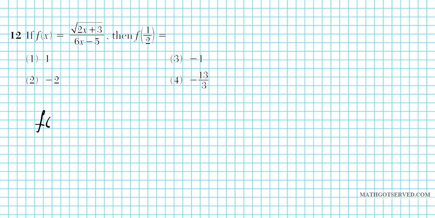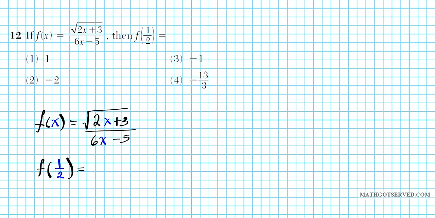We have f of x. I'm going to color code my inputs so we can keep track of where our assigned input value is going to be substituted into. Okay, so 2x plus 3, all right, divided by 6x minus 5. Okay, all right, so what does f of 1/2 mean? F of 1/2 simply means that you want to substitute 1/2 for everywhere you have the x's in this function.